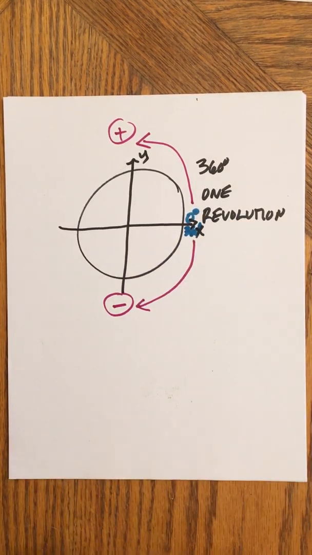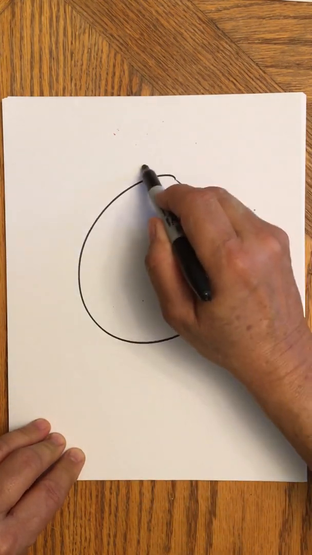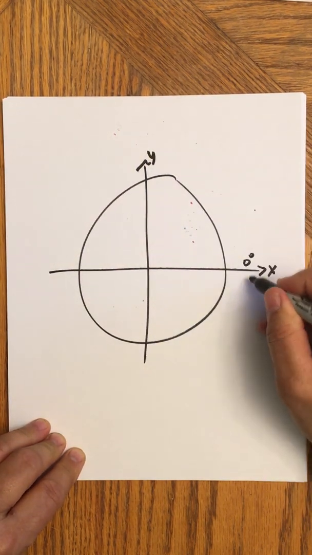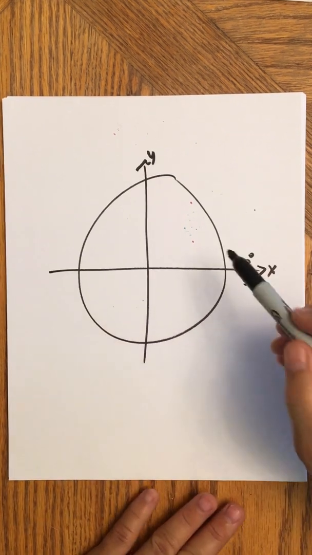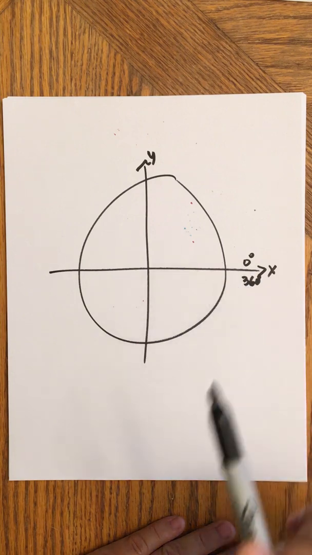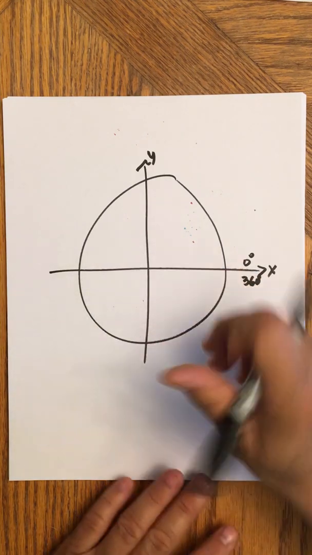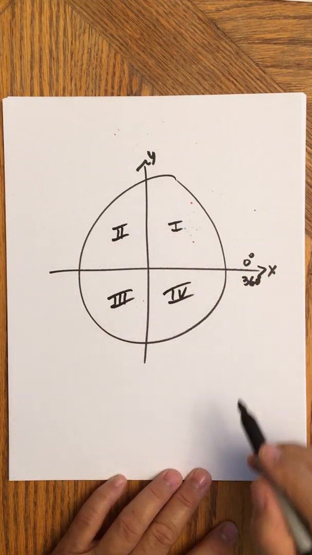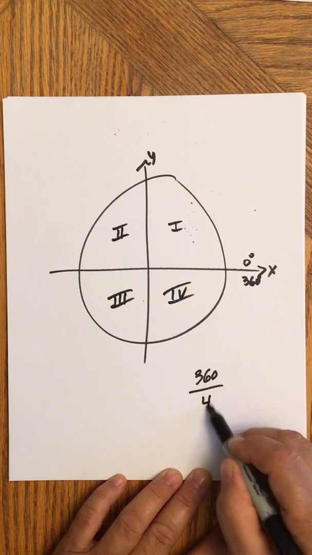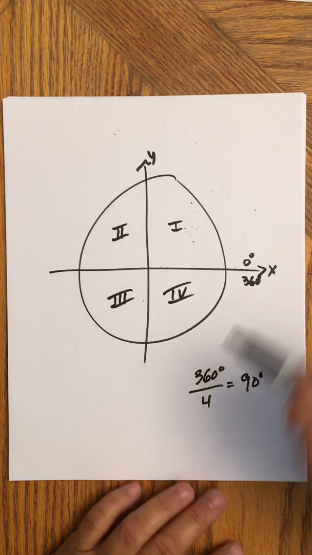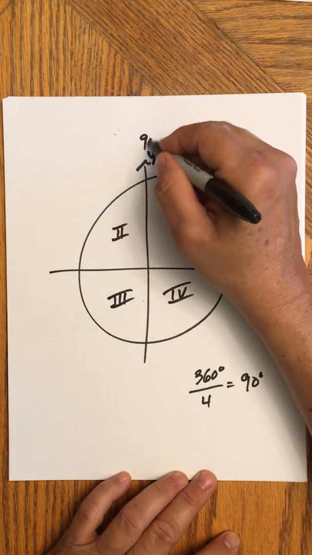Okay? So, if we look at a nice large circle and we say, okay, here's again the XY plane, here's 0 degrees, here's 360, same spot. Basically we're taking 360 degrees and dividing it into 4 parts where each part is a quadrant. So here's quadrant 1, quadrant 2, quadrant 3, quadrant 4. If I take 360 and divide it by 4, then each quadrant is 90 degrees. So if I go from 0 to here, this is 90 degrees.